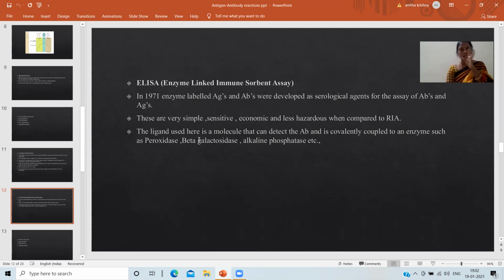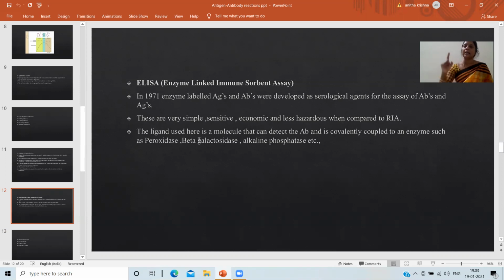So here what happens is in ELISA, so the name itself says enzyme-linked immunosorbent assay. So it is also called as enzyme immunoassay. So what you do here is, generally in antigen antibody reactions, we are using one antigen and one antibody. But in ELISA, we use two antibodies, one primary antibody, one secondary antibody. The primary antibody is the one which is specific towards the antigen to form the antigen antibody complex.